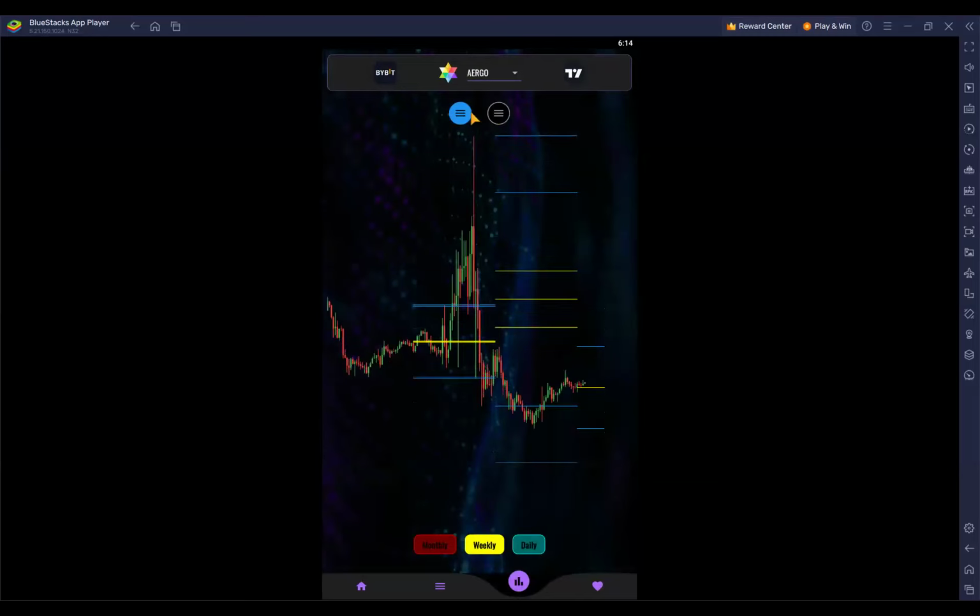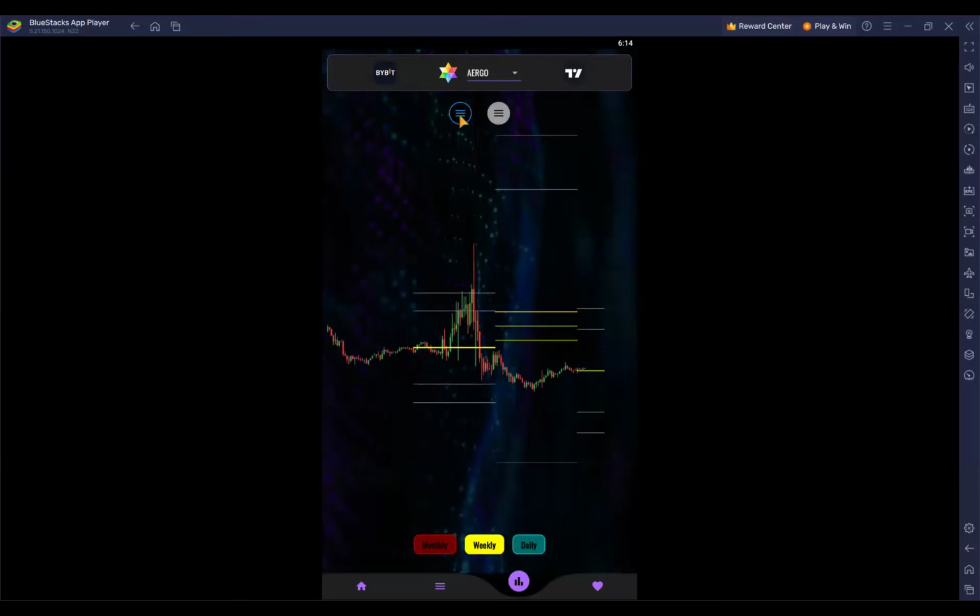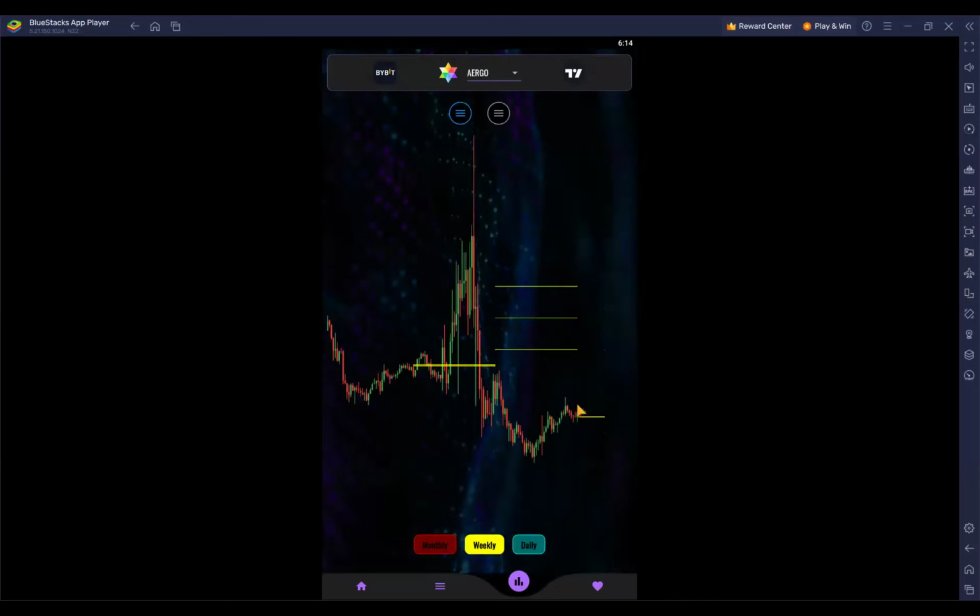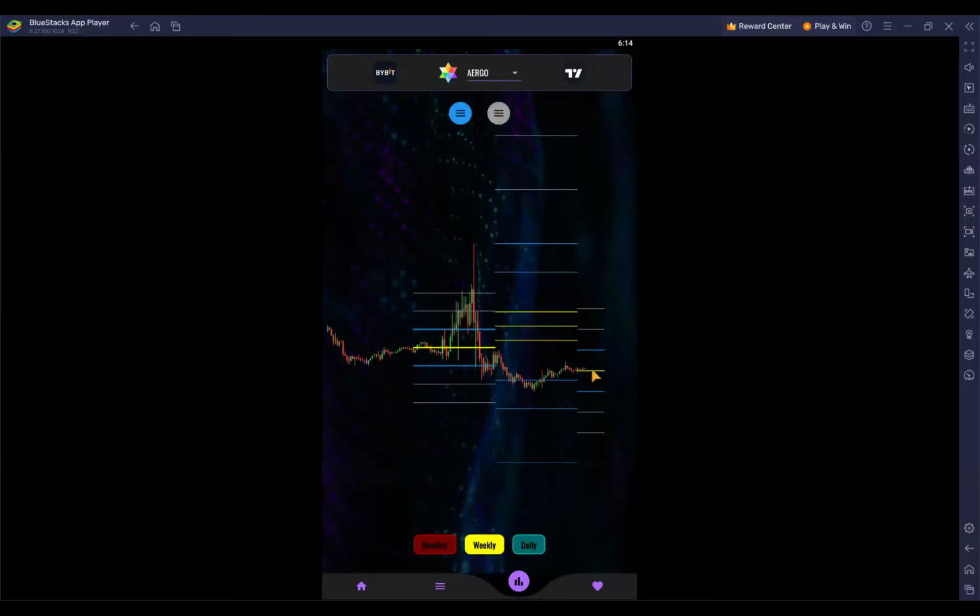I want to show you, if we turn these off, we're just left with the pivot. And you can see price, we've got a narrow pivot over here. Price is above the narrow pivot. So this is where we're going to look to take our long entries. If price stays above that weekly pivot, guys, we're looking to take longs for the rest of the week.